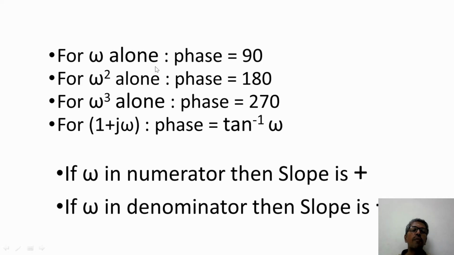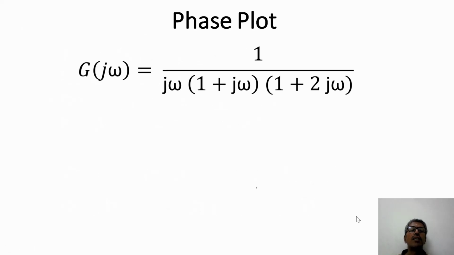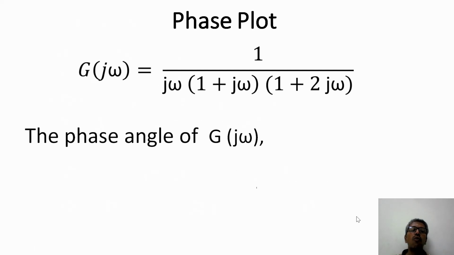Next, for the phase plot, similar to the Bode plot, omega is 90, omega square is 180, omega cube means 270. For a 1 plus term, it will be tan inverse. Similarly, omega in the numerator will have a plus sign, and omega in the denominator will have a minus sign. Here we have 1 divided by j omega, only omega, so 90. It is in the denominator, so it becomes minus 90.